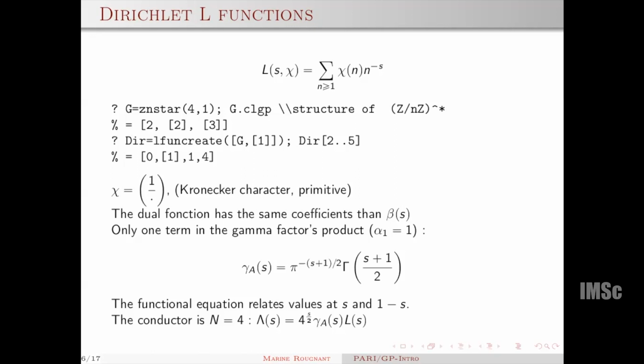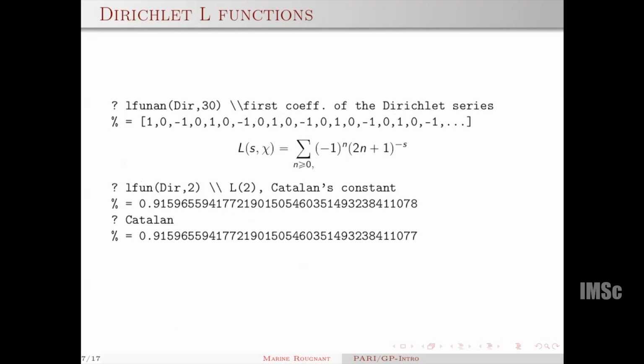And so you can define your big lambda like that. You can ask for the first coefficients of your Dirichlet series, and you see that this is 1, 0, minus 1, 0, 1, 0, minus 1, 0. It's the successive values of your character here. So here's the L function given by that series.